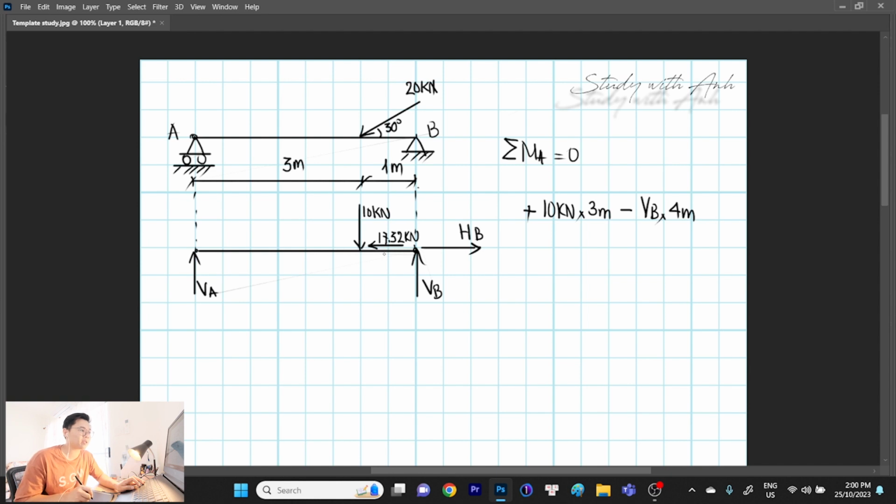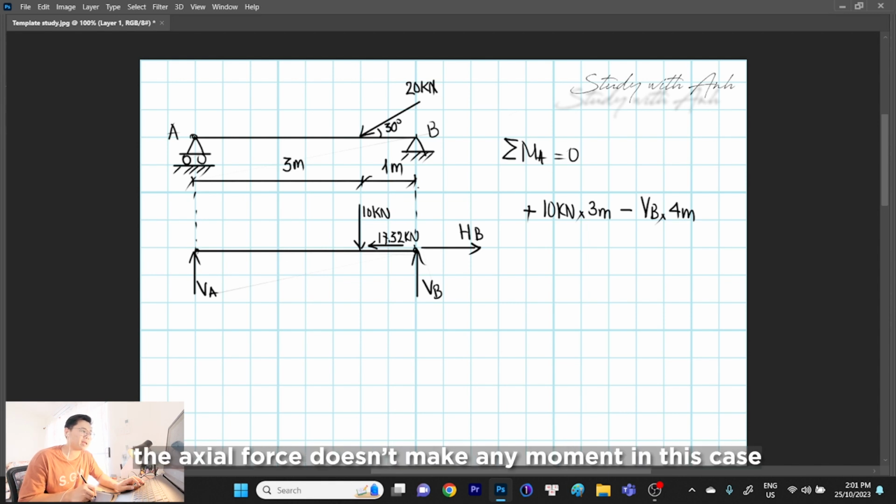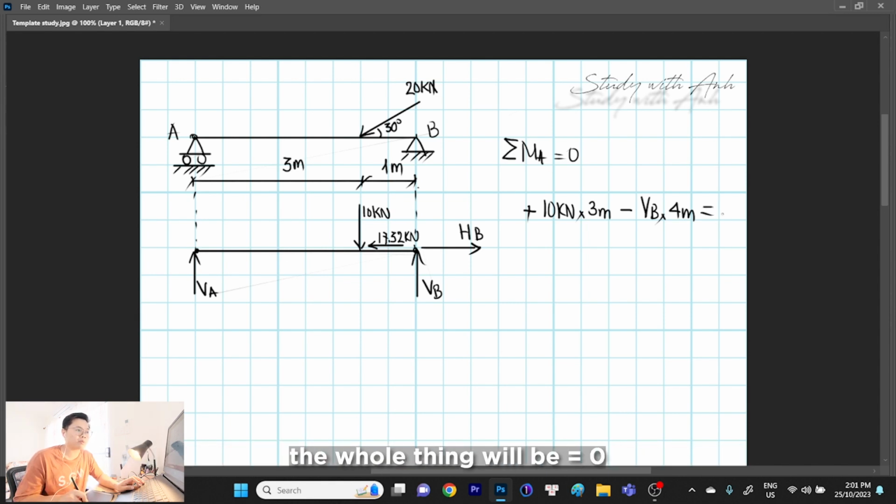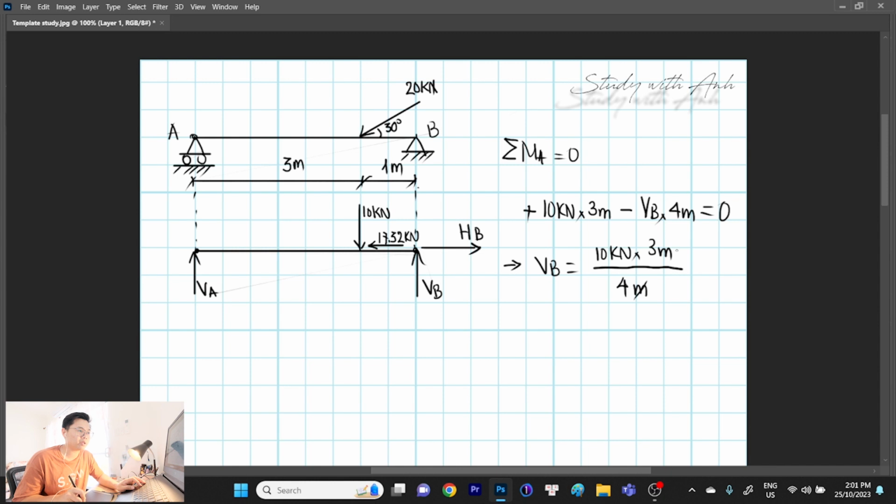What else? Nothing else, because this is the axial force. The axial force doesn't make any moment, so the whole thing will equal 0. VB equals 10 kilonewton multiplied by 3 meter over 4 meter. Let's cancel out, and so this VB will be 7.5 kilonewton.